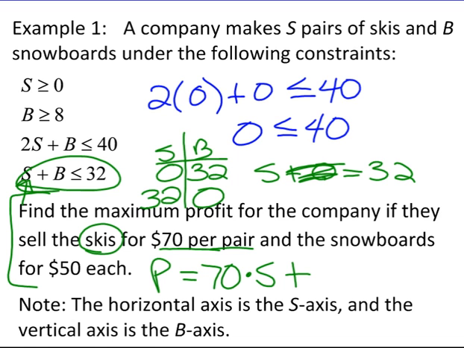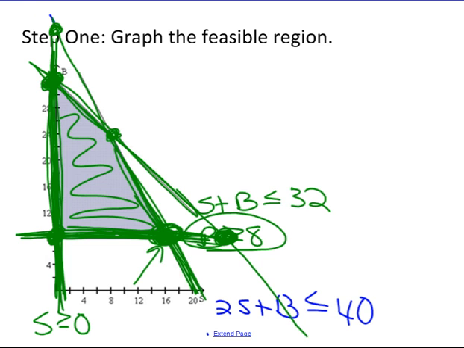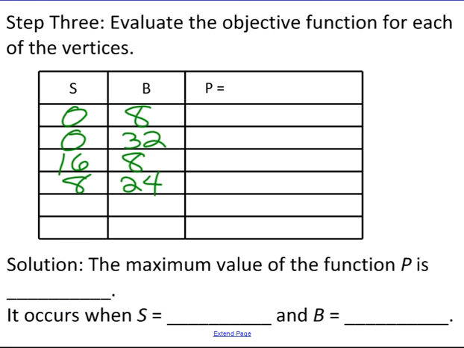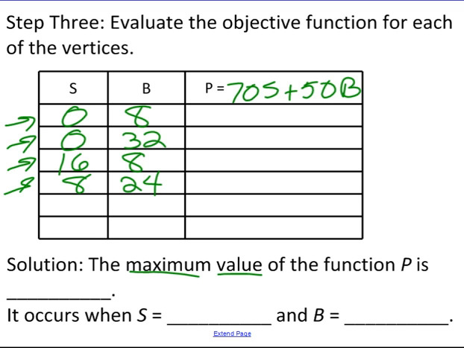Plus, snowboards are $50 each. So that's $50 per snowboard. So my profit function is 70s plus 50b. Now we have to take each of these points, plug them into our profit function, and we're trying to find the maximum value of the function. We're trying to find the largest p.